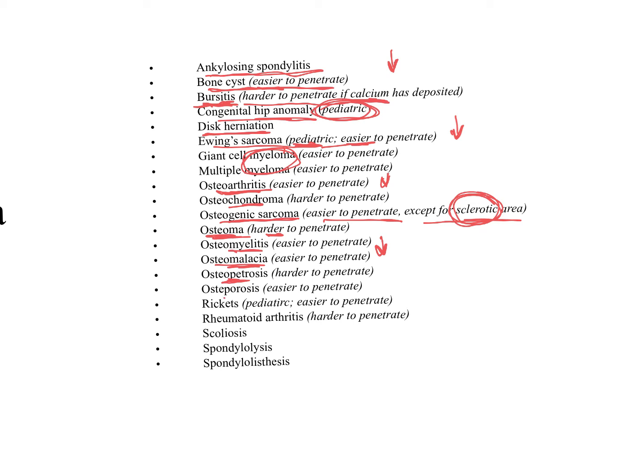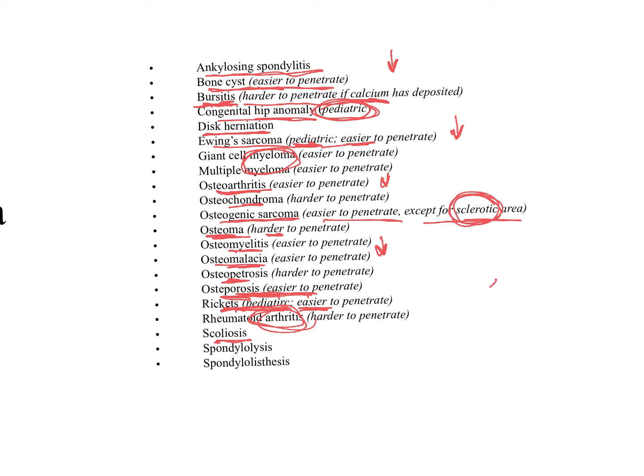On the other hand, osteoporosis is easier to penetrate because it's a destructive process of the bone, making the bones weaker. And you see that a lot in older generations of female patients. Rickets is a pediatric disease. It's from a deficiency of vitamin D. It's an easier to penetrate pathology. We see another arthritis type here.